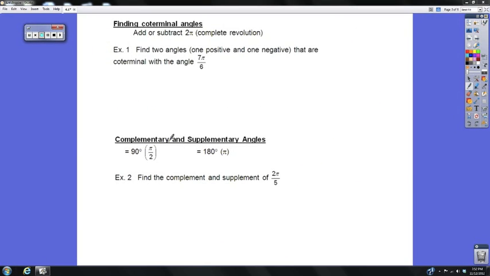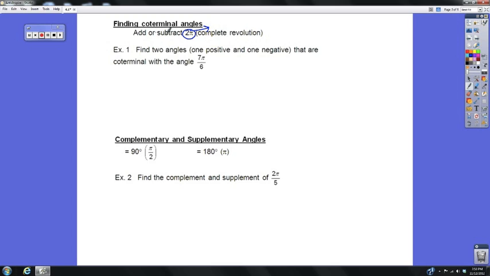Okay, we just drew coterminal angles, but now we're going to find coterminal angles. To find them, you're going to add or subtract 2 pi, which is a complete revolution. Now if we're not dealing with radians, like this example, what if we're dealing with degrees? Well, a complete revolution as far as degrees go would be 360.